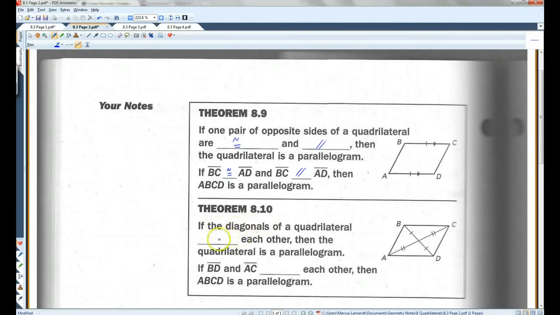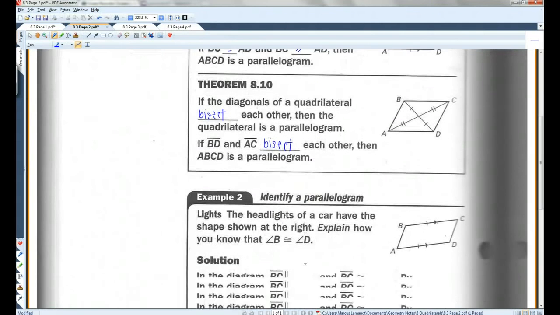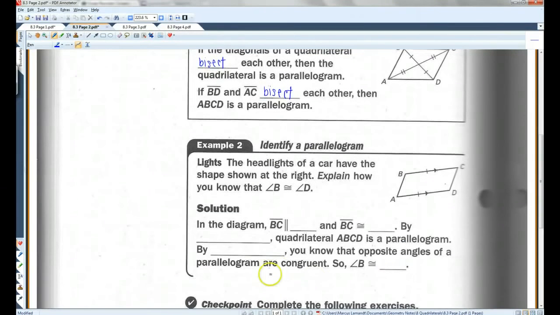Also, if the diagonals of a quadrilateral bisect each other, then the quadrilateral is a parallelogram. So if BD and AC bisect each other, it's a parallelogram. So for example, the headlights of a car have the shape shown at the right. Explain how you know angle B is congruent to angle D.